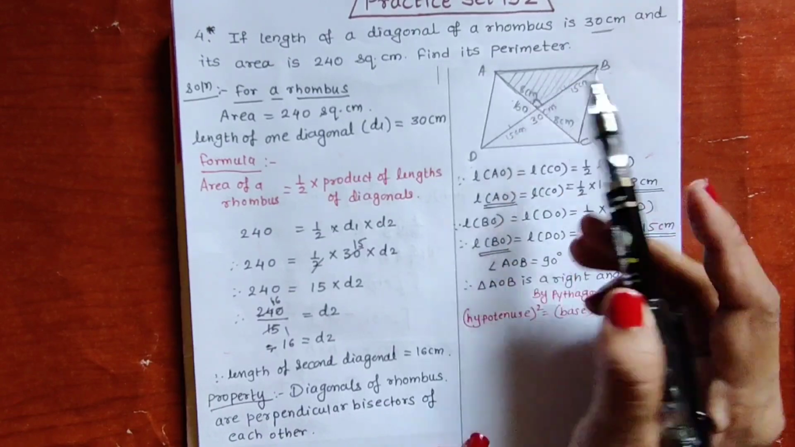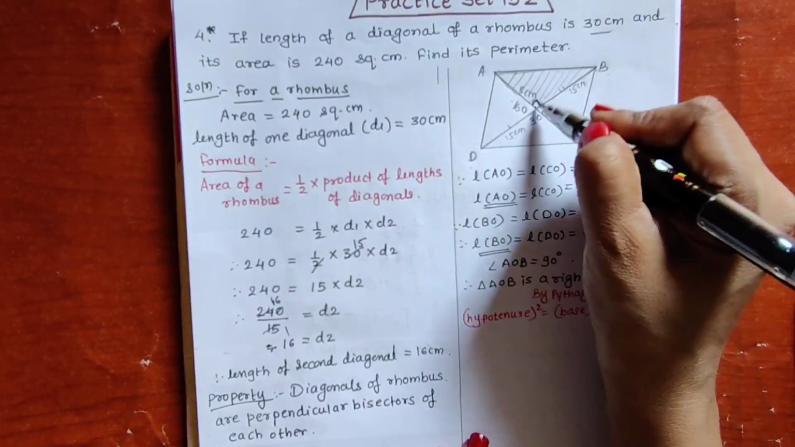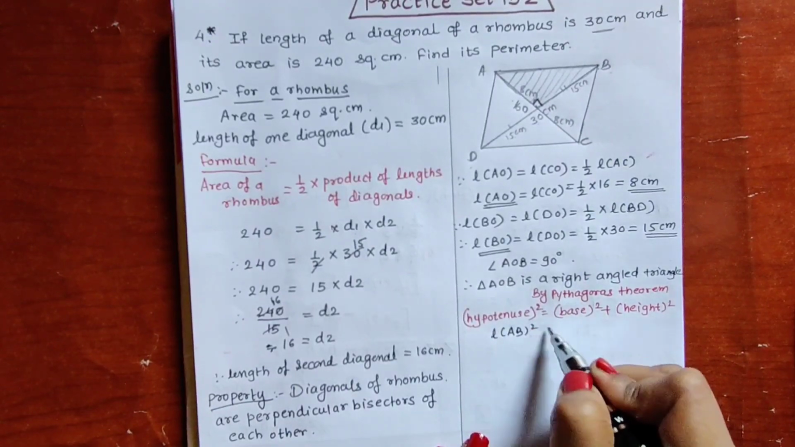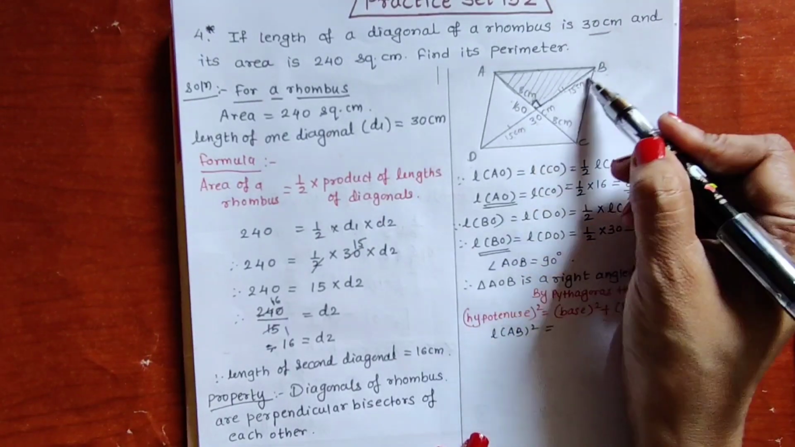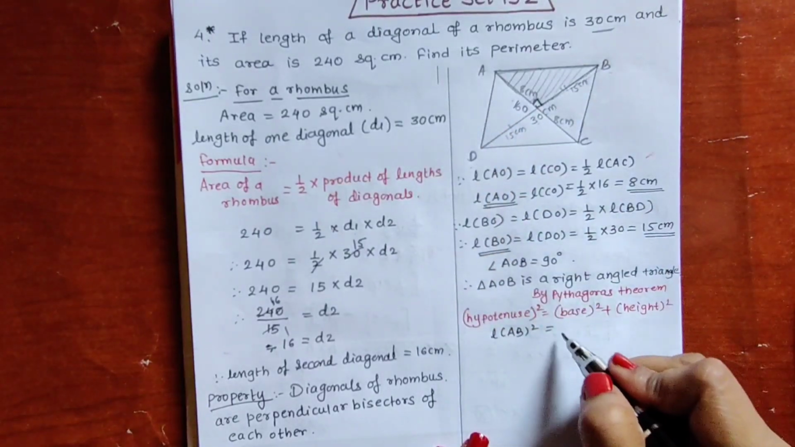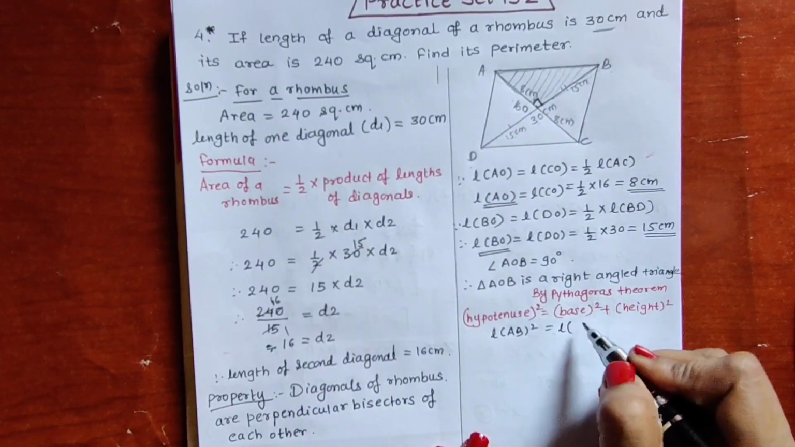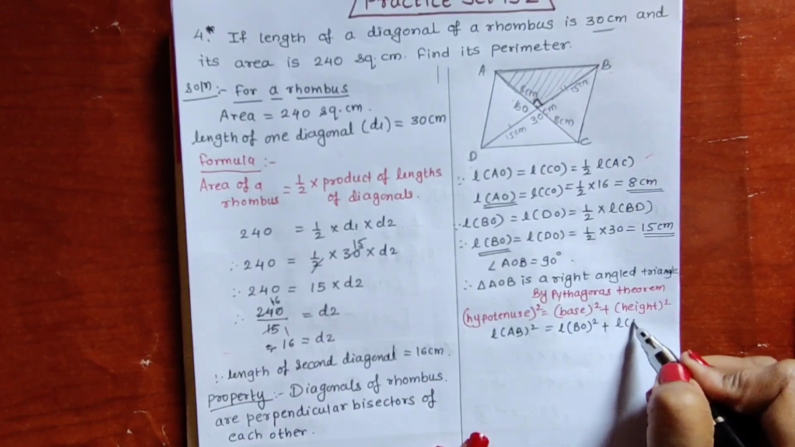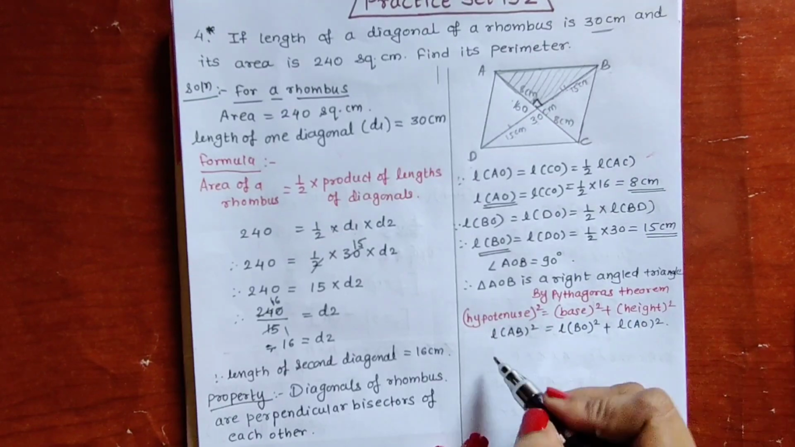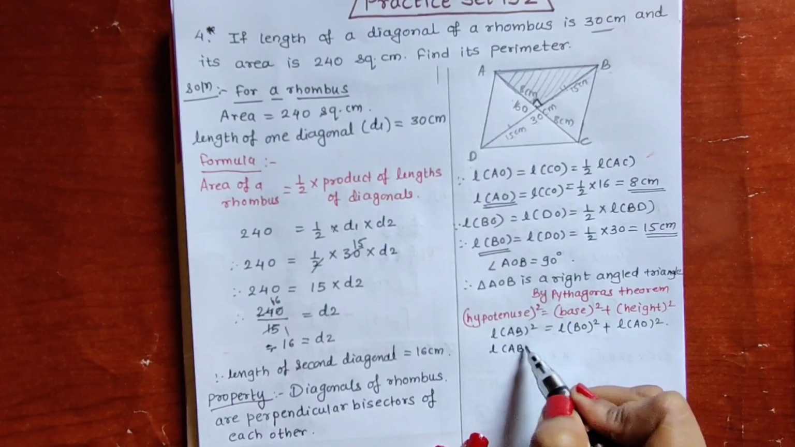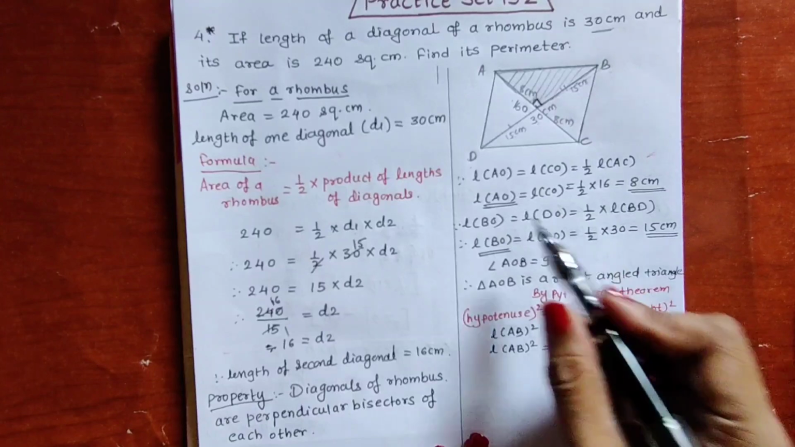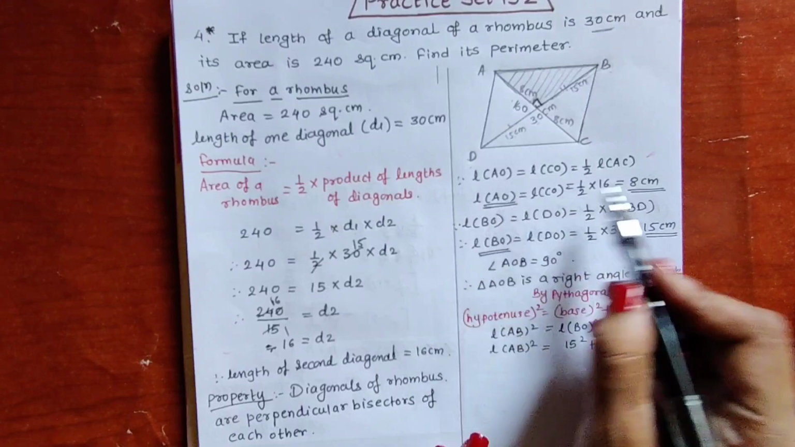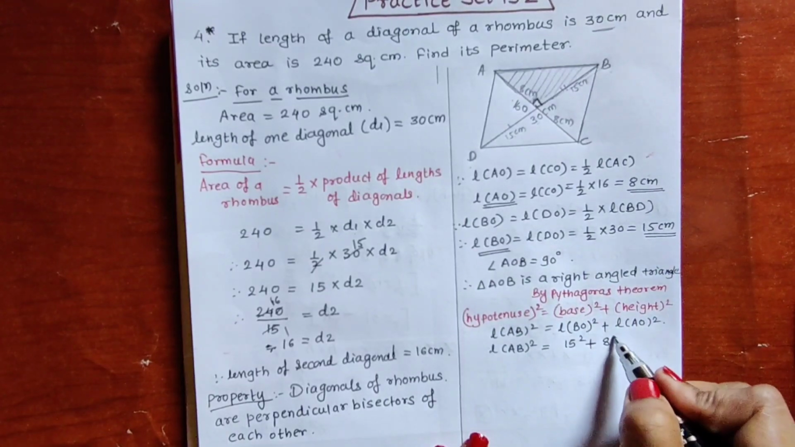AB is the side opposite to 90 degree. This is the 90 degree angle. So the side opposite to 90 degree will be the hypotenuse. So length AB square is equal to, one side can be taken as height and the other side can be taken as base. So I will be taking length BO as base and length AO as height. AB square we have to find out. So we write as it is. BO is 15, so 15 square plus AO is 8, 8 square.